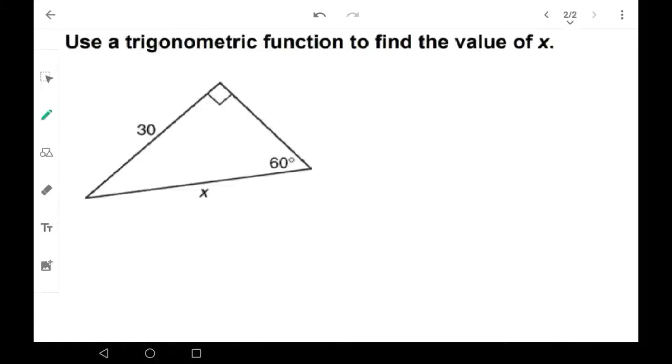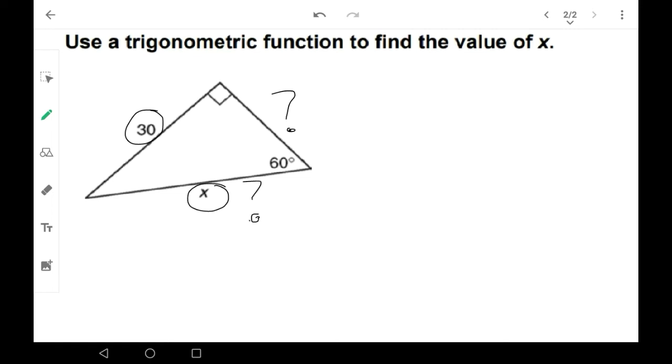Right angle trigonometry. Use a trigonometric function to find the value of x. So in this case, this exercise is a little bit different than the other, right? Here we have a right triangle, but we know only one side of my triangle, and we don't know this other one, and we also don't know this other one. We don't know two sides of my triangle.